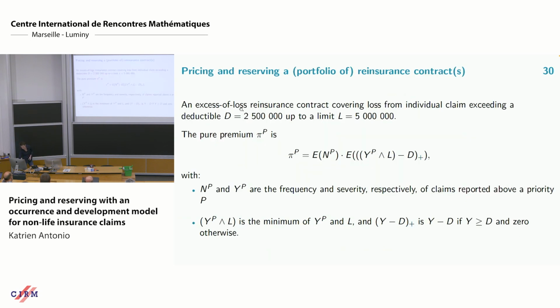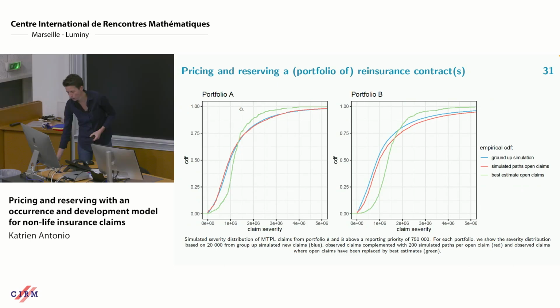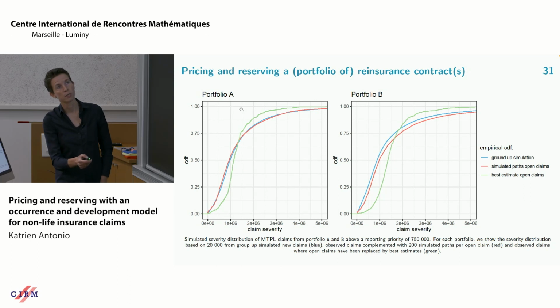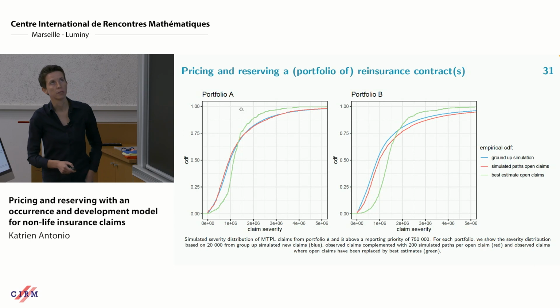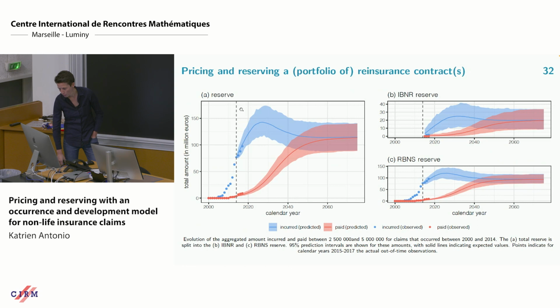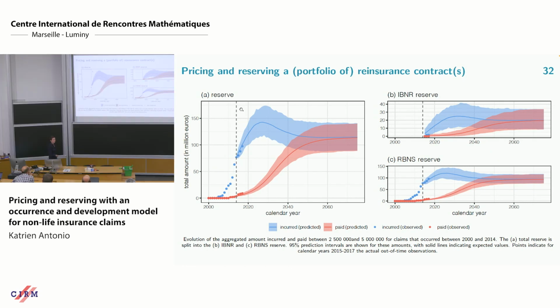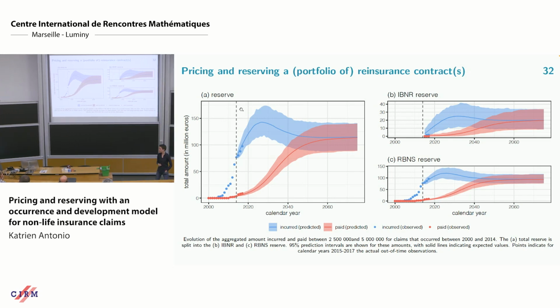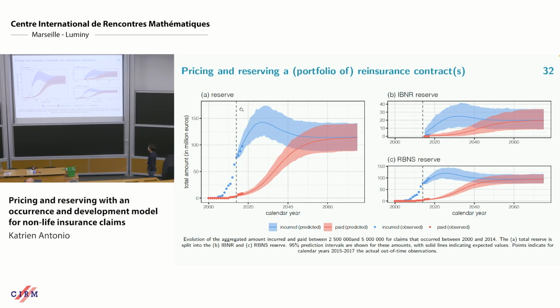We can do the pricing then of these reinsurance contracts. We can look at differences in the calibrated severity distributions. If you make that distinction between simulated paths versus treating best estimates for open claims, you really see that it makes a difference, right? And we quantify that in our paper. And we can do the reserving on that portfolio of reinsurance contracts, and we also show the results of that reserving model with some out-of-time evaluations.